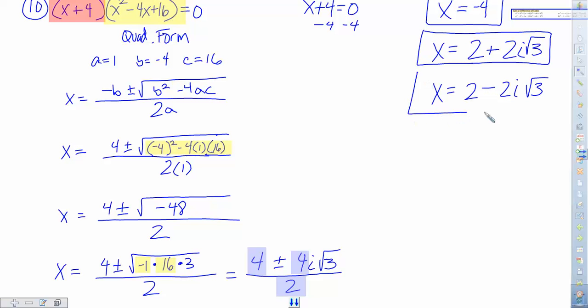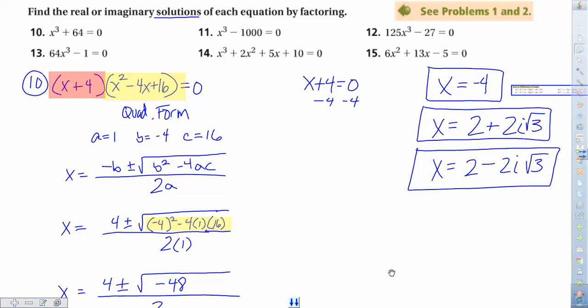This will have some major implications later when we start talking about the fundamental theorem of algebra. So, there's our three answers there that we just saw by factoring, okay?